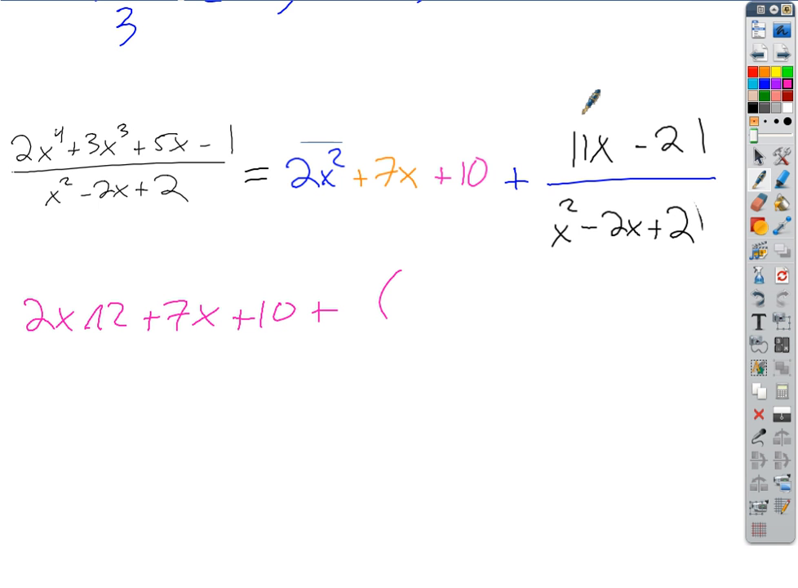Right, so then you just put plus 11x minus 21 divided by the quantity x squared minus 2x plus 2. I think it was just 2. What's that? It's 2, not 21. Oh, gotcha. Whoops. There we go. Okay. Good.